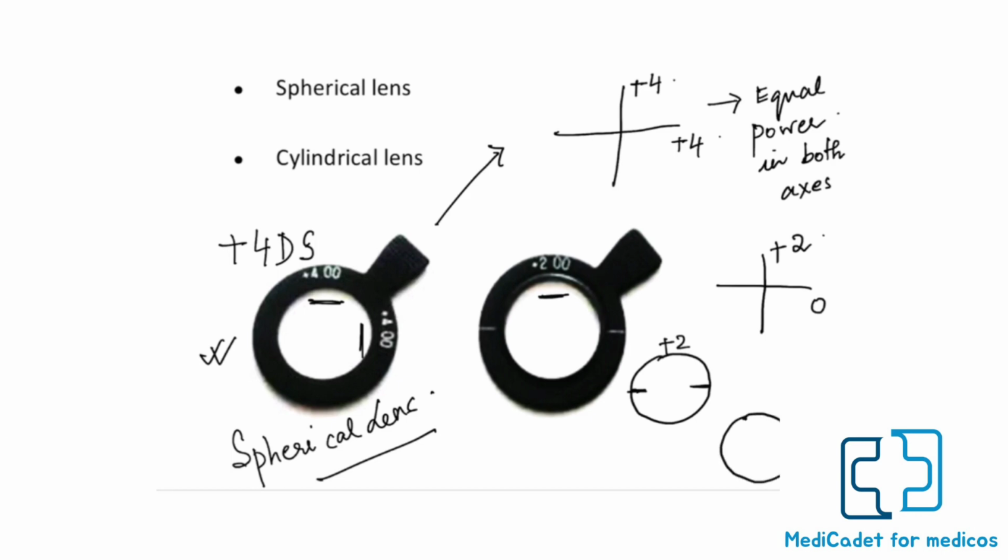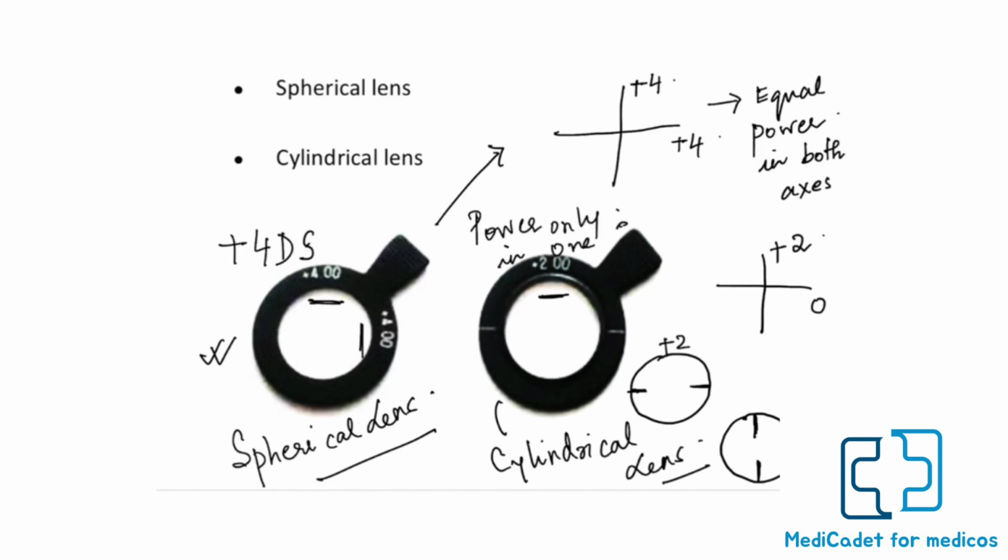So depending on how you place this lens, suppose I place this lens like this, I can have +2 written here, or I can have +2 written here with the line here. Whatever be the case, I will either have +2 in the vertical axis or I will have +2 in the horizontal axis. I am not going to have it in both axes. So this is a cylindrical lens. What do I mean by cylindrical lens then? It means that it has power only in one axis and there is no power in the other axis. That is a cylindrical lens.